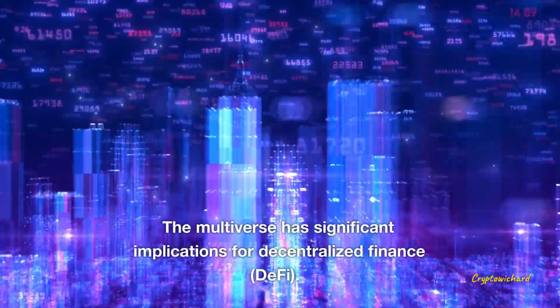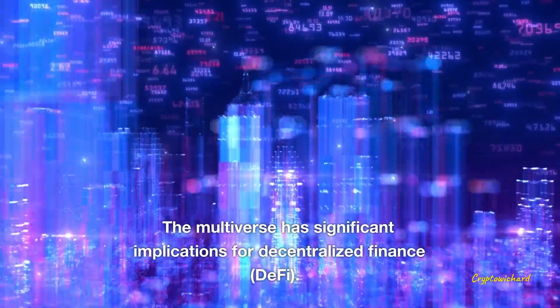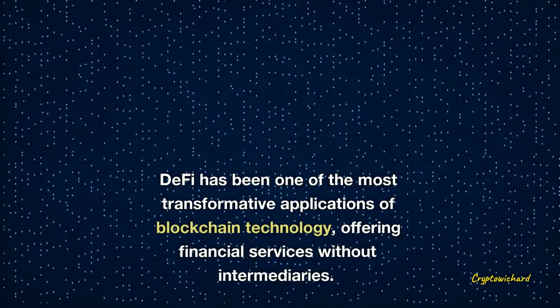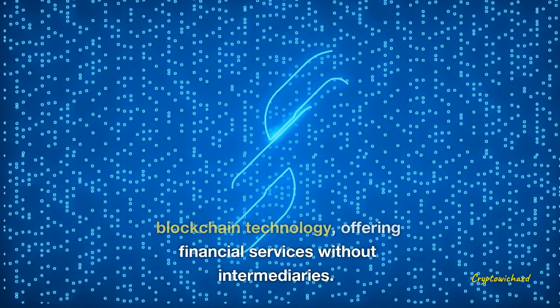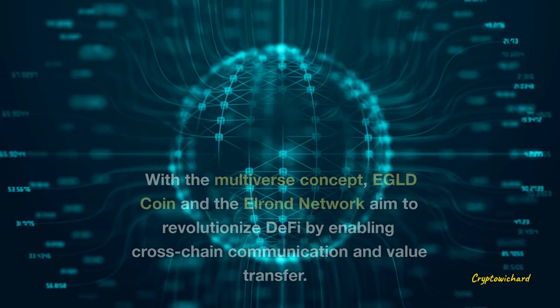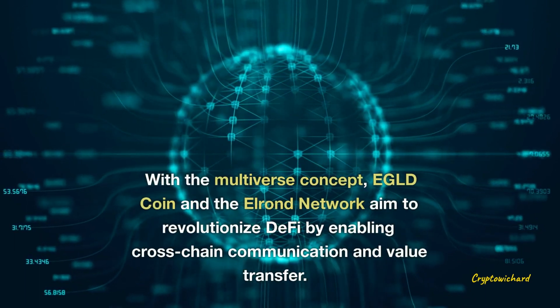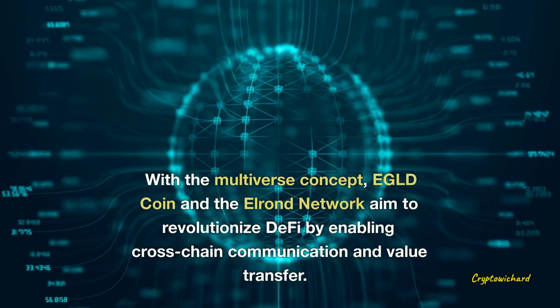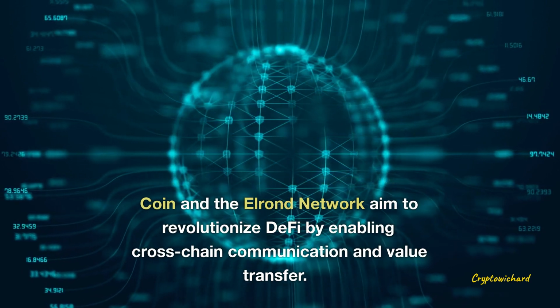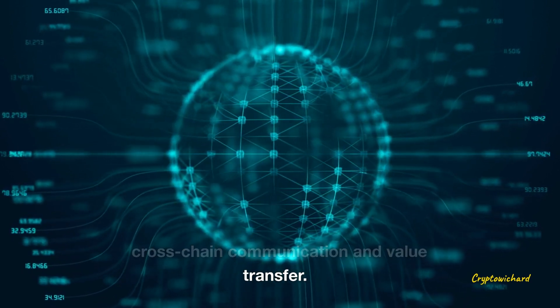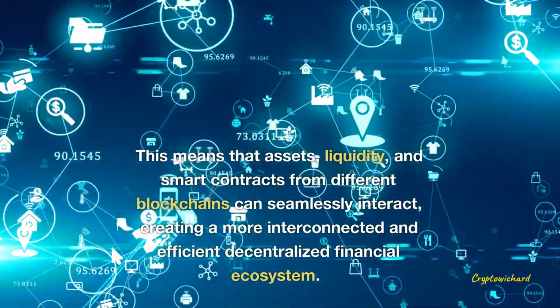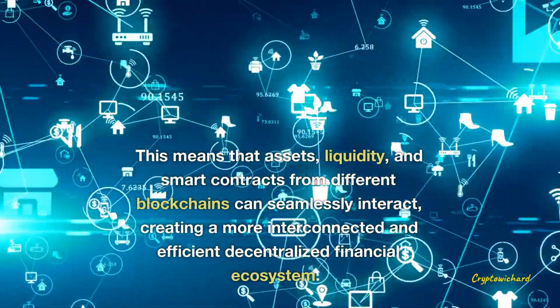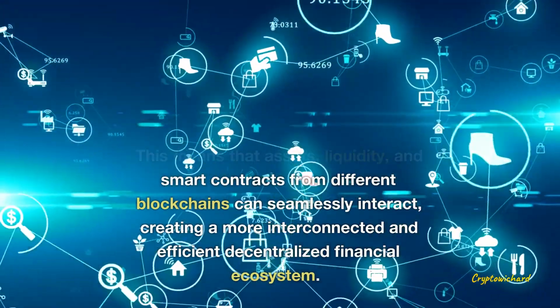The multiverse has significant implications for decentralized finance, DeFi. DeFi has been one of the most transformative applications of blockchain technology, offering financial services without intermediaries. With the multiverse concept, EGLD coin and the Elrond network aim to revolutionize DeFi by enabling cross-chain communication and value transfer. This means that assets, liquidity, and smart contracts from different blockchains can seamlessly interact, creating a more interconnected and efficient decentralized financial ecosystem.